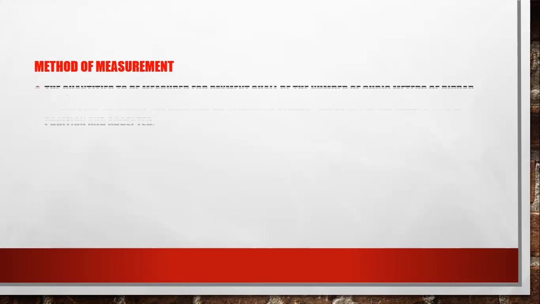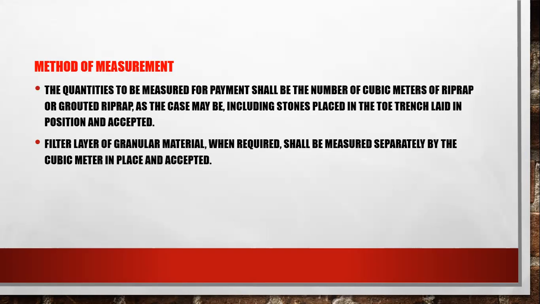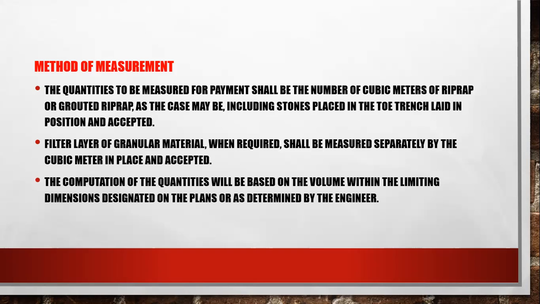Method of measurement. The quantities to be measured for payment shall be the number of cubic meters of riprap or grouted riprap, as the case may be, including stone placed in the toe trench, laid in position and accepted. Next, the filter layer or granular material, when required, shall be measured separately by the cubic meter, in place and accepted. Next is the computation of the quantities.